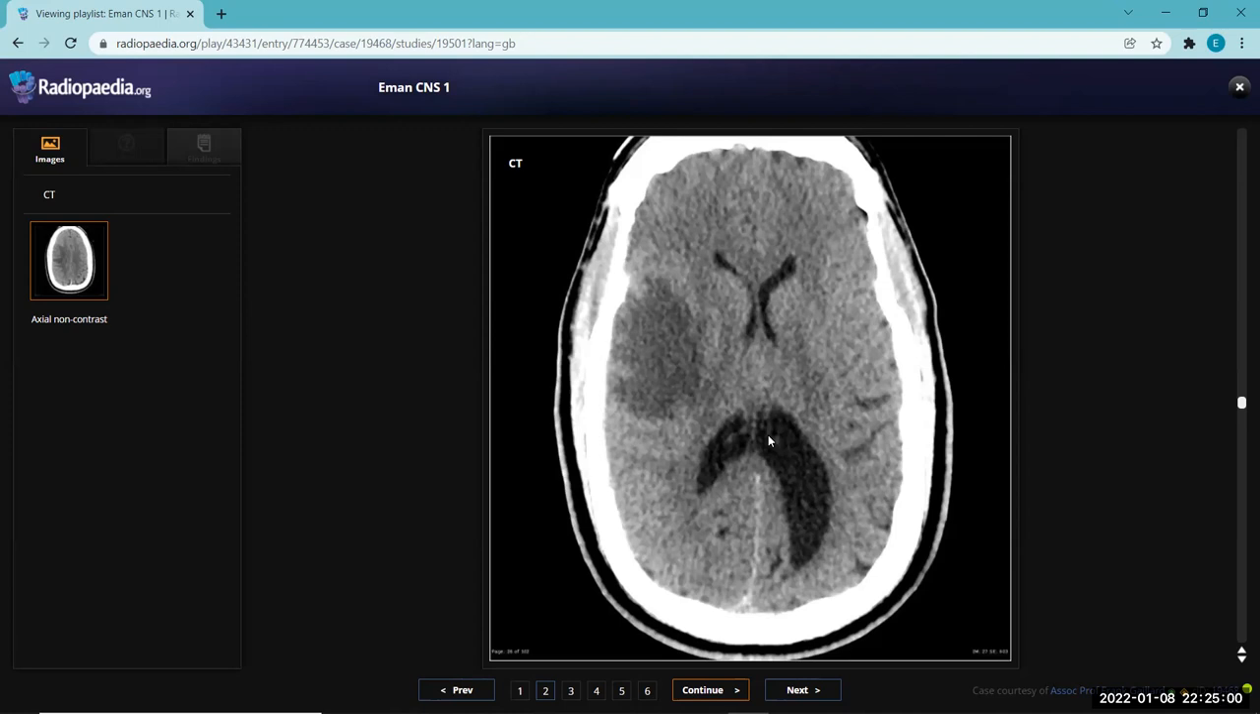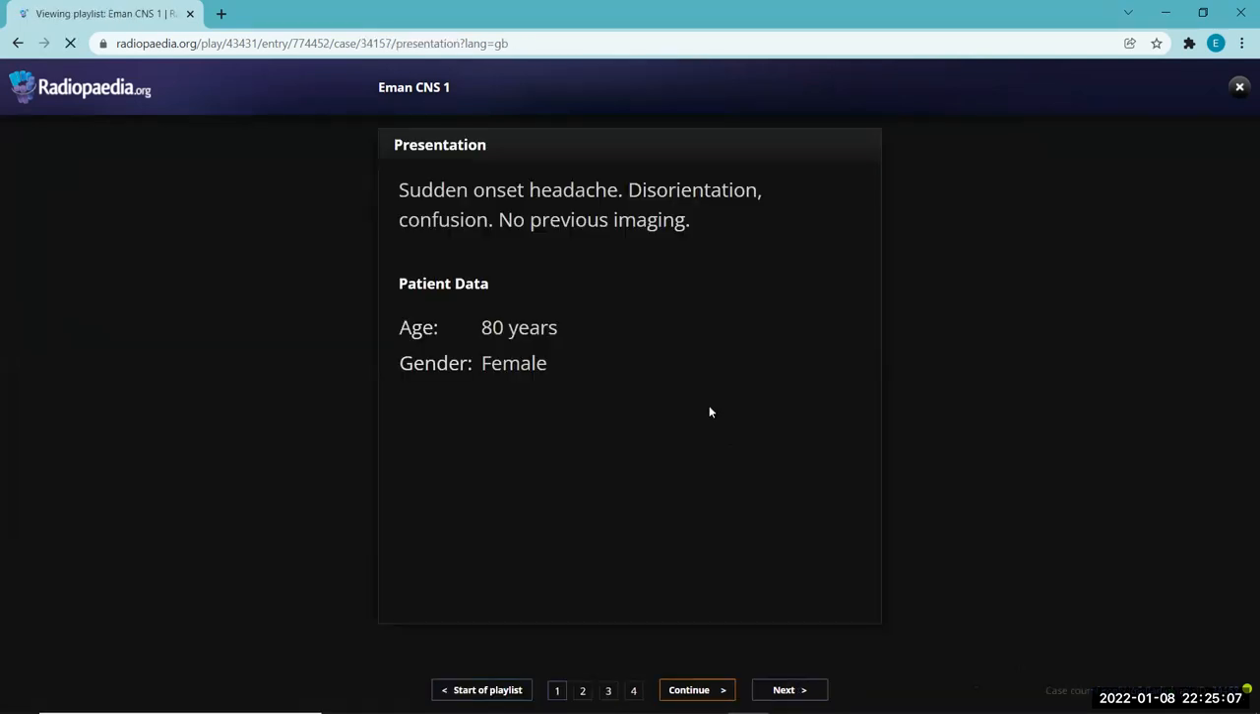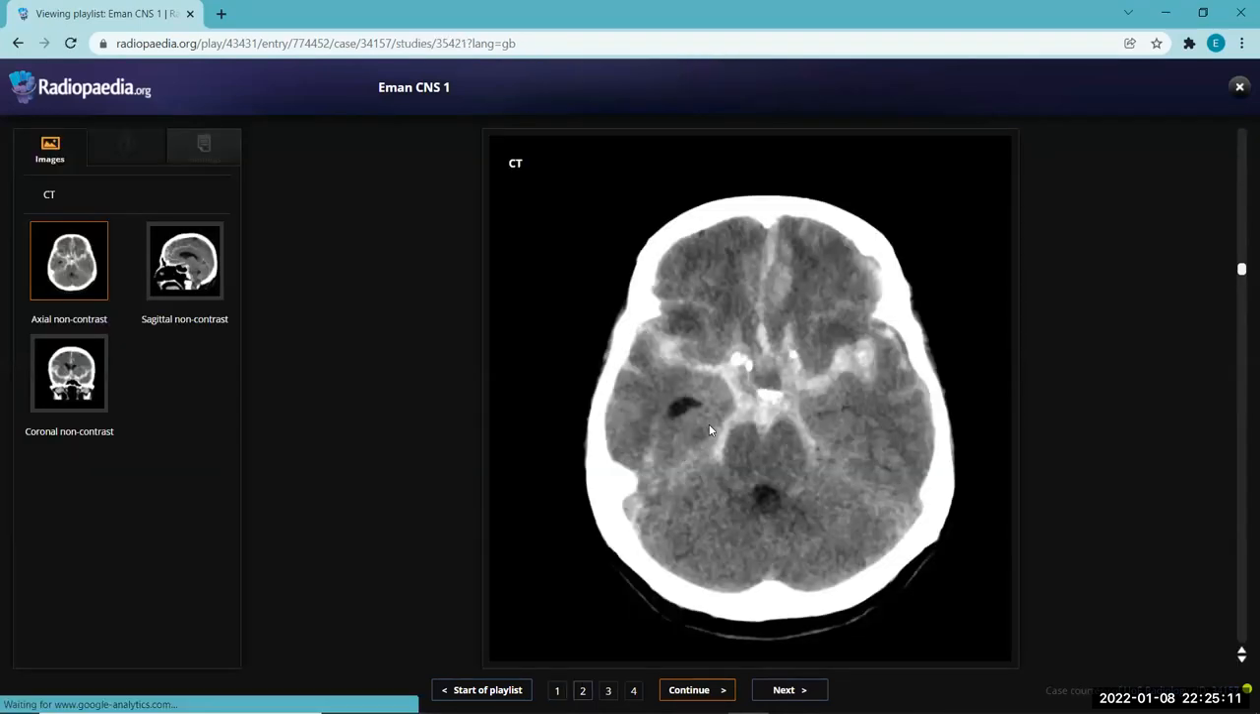Usually we see less restriction. It means a good response to therapy, response to treatment, with diffusion rate. Good. Thank you.